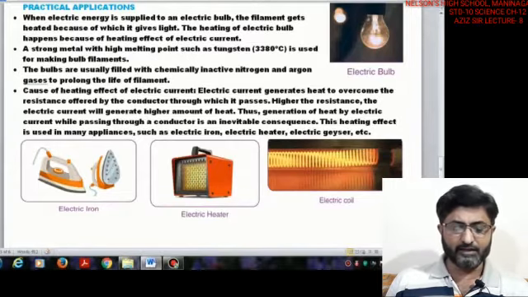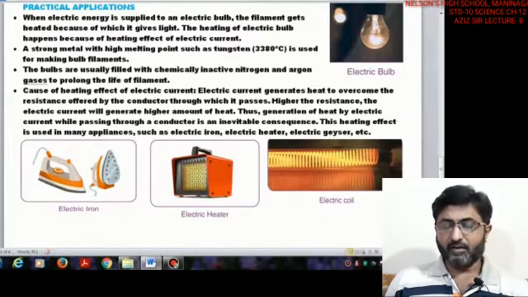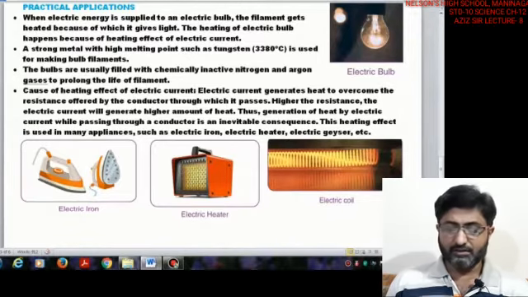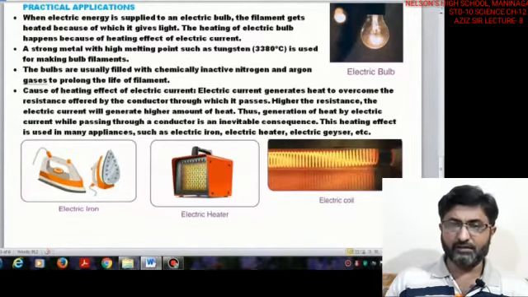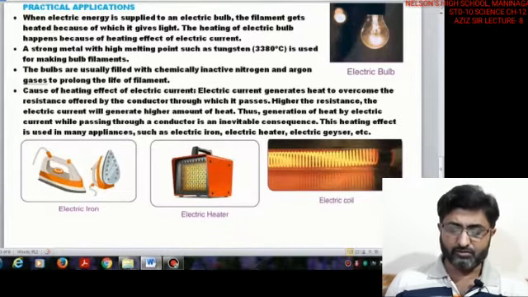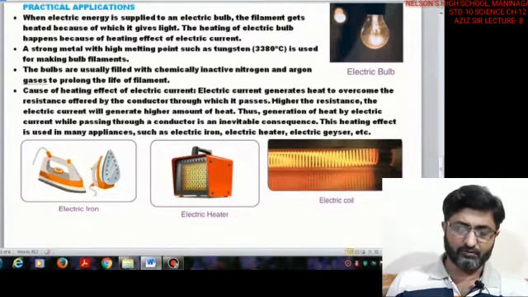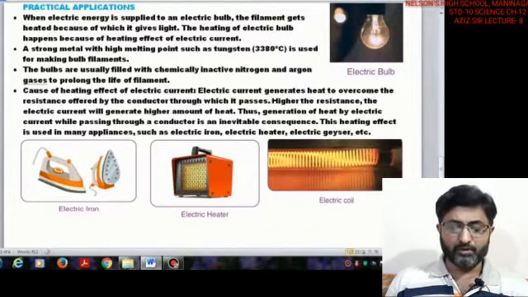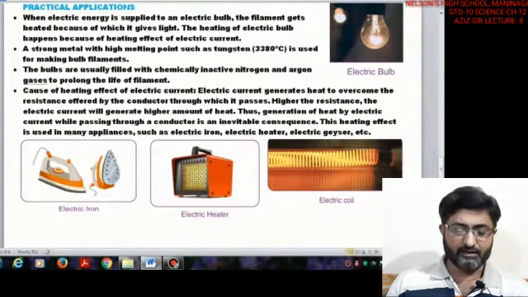The heating effect is used in many applications such as an electrical iron, electrical heater, geysers, and all. You may see the electric cooking appliances also, ovens and all, but ovens, if it is a microwave, it does not work with that particular phenomenon. It produces microwaves, that is a different concept.